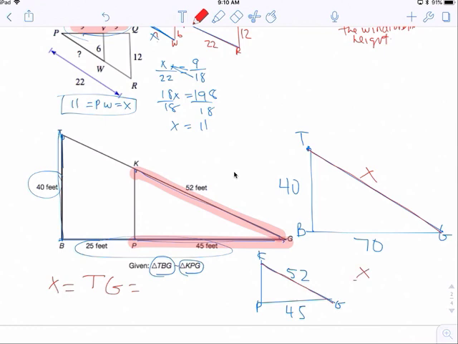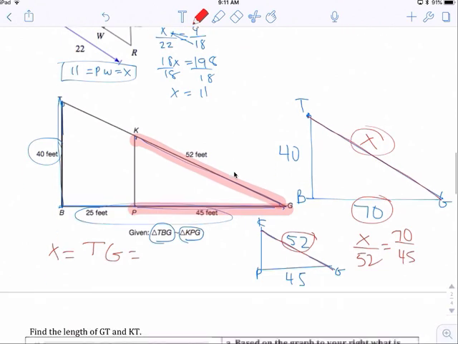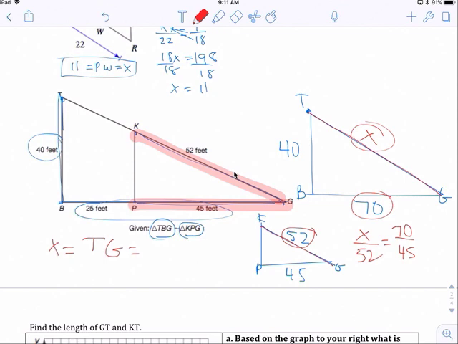Okay, so X over 52, corresponding sides, equals, we start out with the big one, so we write 70 over 45. Cross multiply, divide. 52 times 70 equals 3,640 equals 45X. Divide by 45 on both sides. X equals 80.888 repeating. Oh, so 80 and 8 over 9.